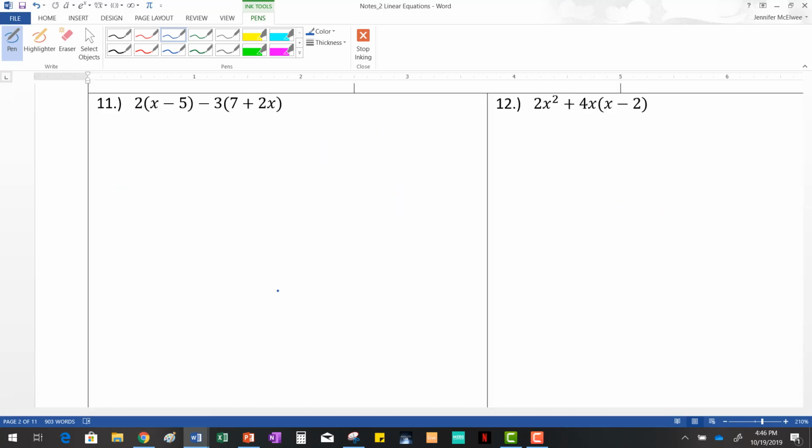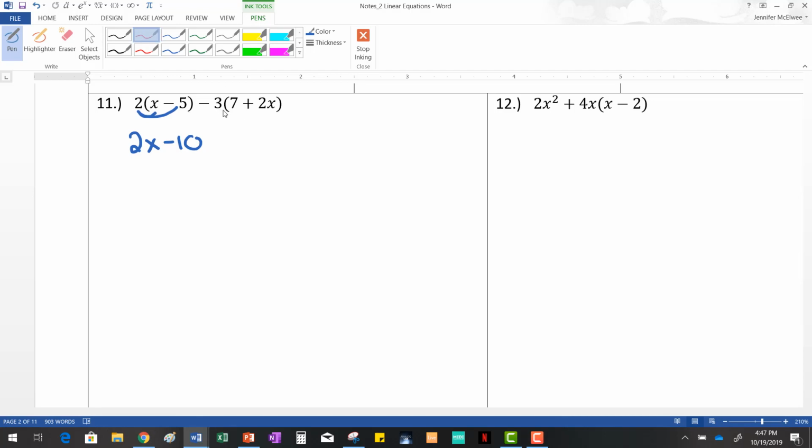In example number 11, I'm going to have to distribute 2 different times. Notice I have 2 times the quantity of x minus 5, but I also have minus 3 times the quantity of 7 plus 2x. So I'm going to distribute one at a time. I'm going to distribute my 2 to the x and get 2x. 2 gets distributed to that minus 5. So a positive 2 times a minus 5 is going to give me a minus 10.